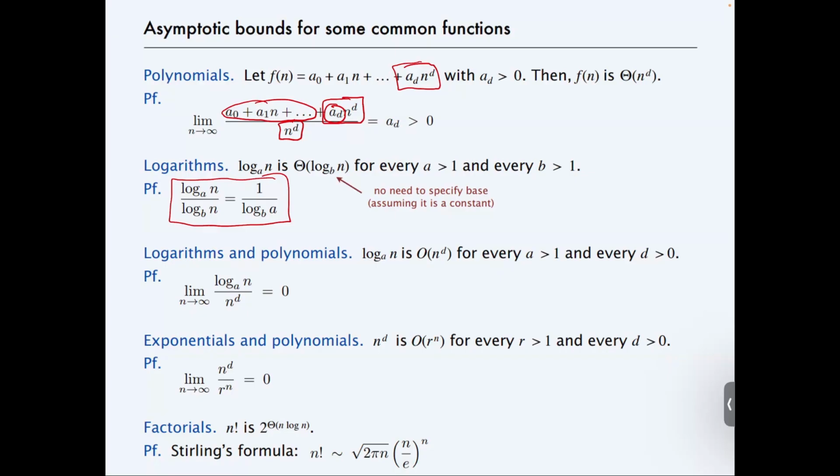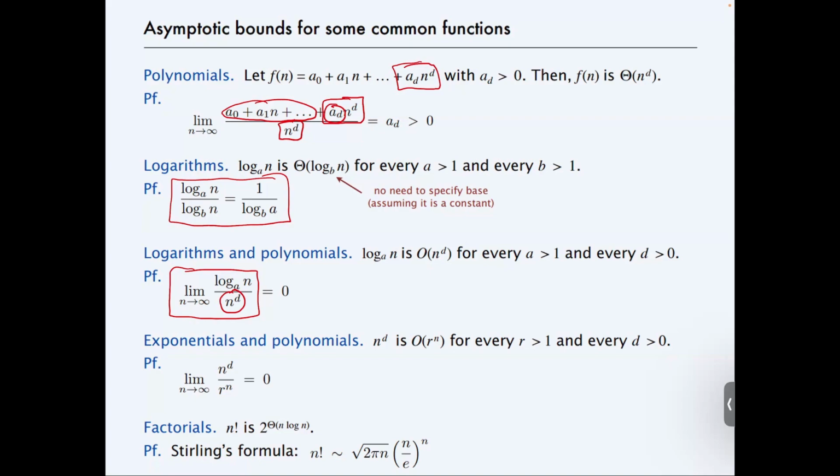Logarithms with polynomials: the log base a of n is big O of n to the d for every a greater than 1 and every d greater than 0. And the proof of this is this limit. So the log a of n divided by n to the d is going to equal 0 as n goes to infinity, because the term on the bottom will dominate the term that's on the top.